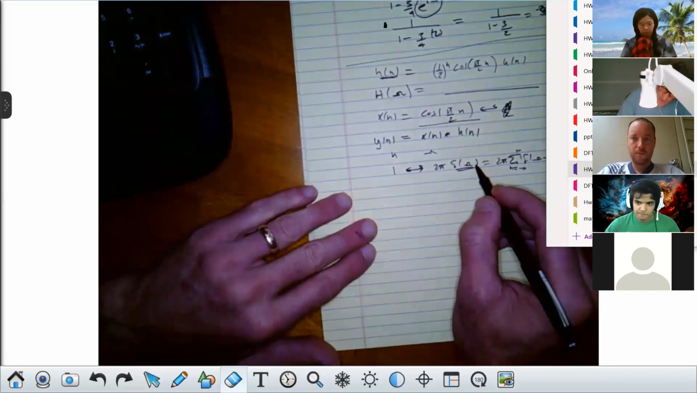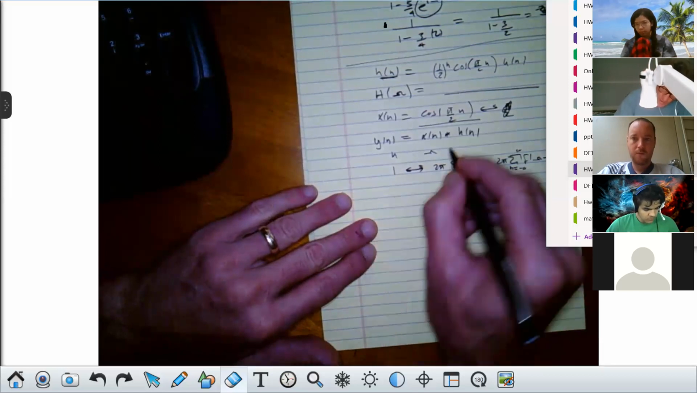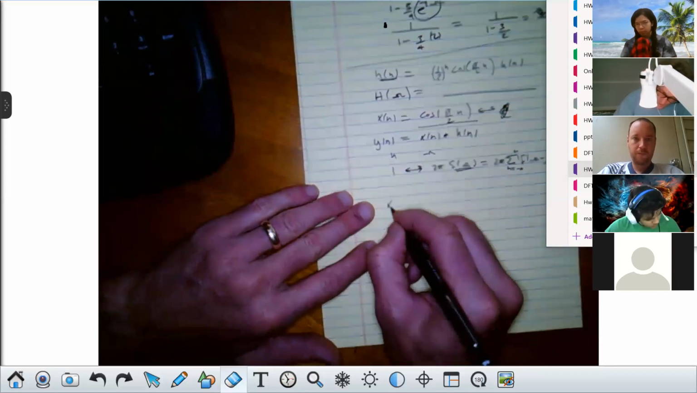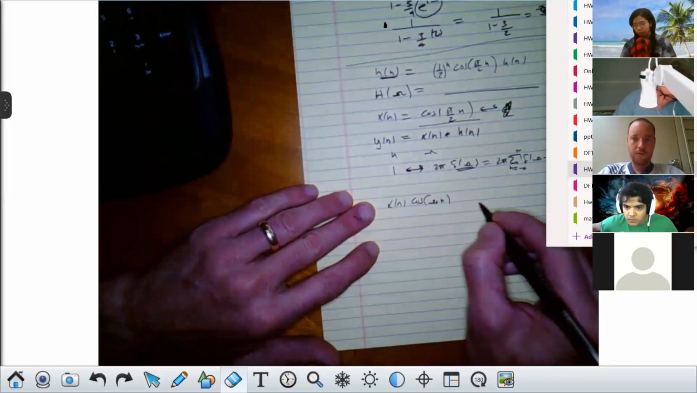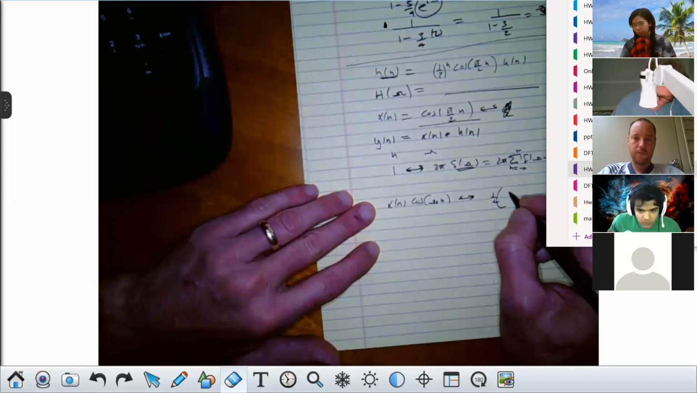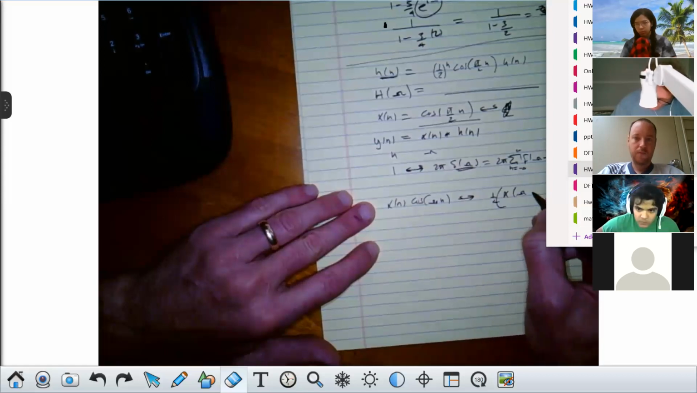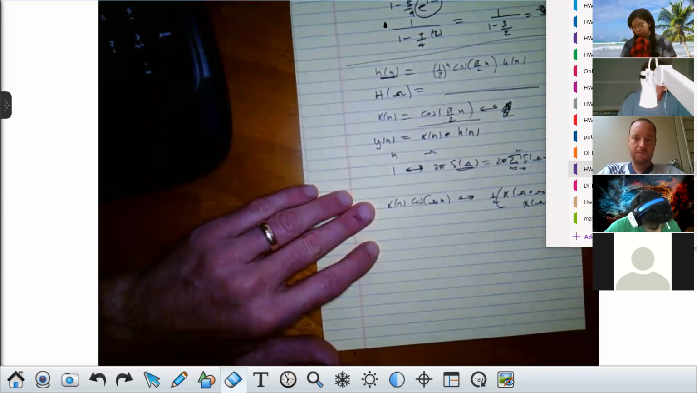So if I have that as such, when I look at this cosine of omega naught n, I know that x of n times cosine of omega naught n in the book is equal to 1/2 times X of omega plus omega naught plus X of omega minus omega naught. Correct, class? Yes. Everybody?